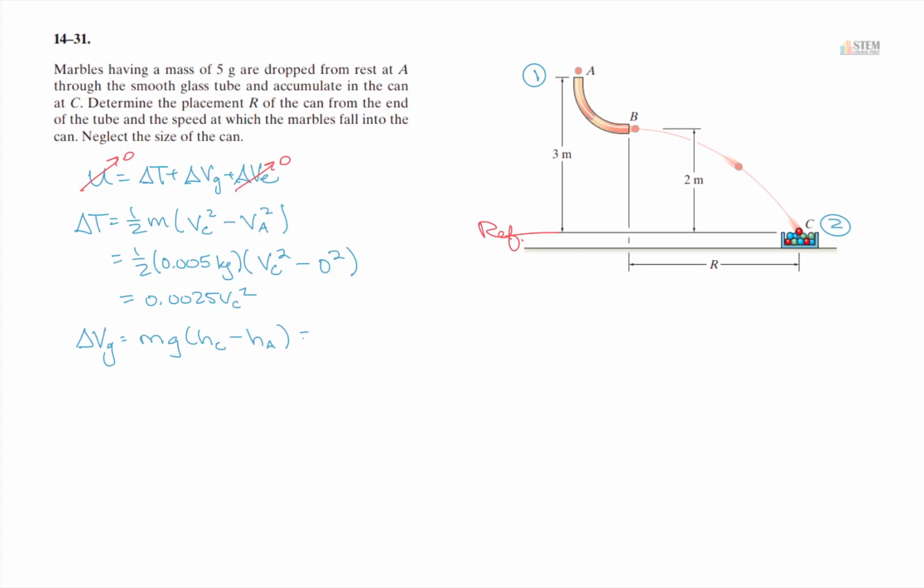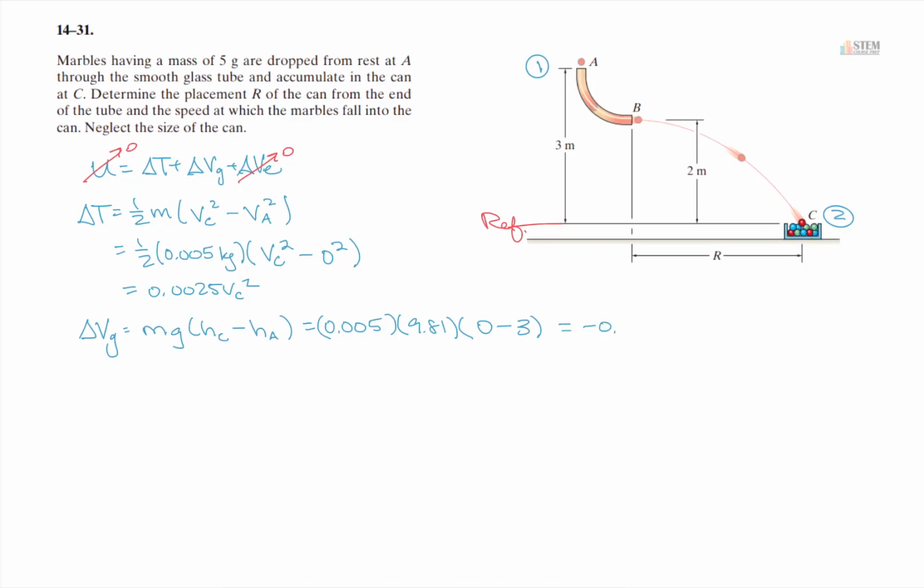So with that, we're going to have our mass, which is the 0.005, and gravity, 9.81. hc, what is hc going to be? It's right here. That is right on that reference line, right? So that's going to be 0. And then we subtract ha. Well, measured from our reference line, we're going to have this distance here. So that's the 3. So we'll subtract that 3 there. Now we get that, and this ends up equaling negative 0.147.